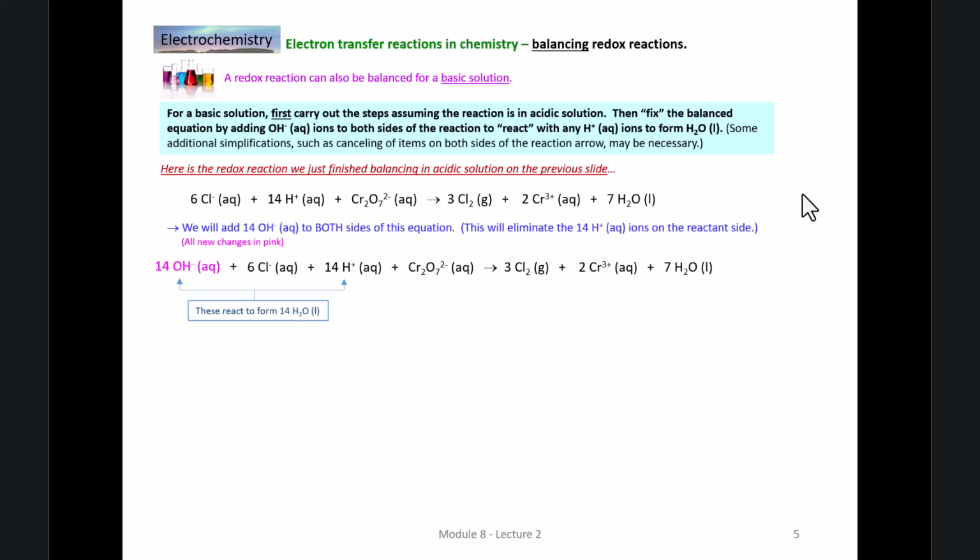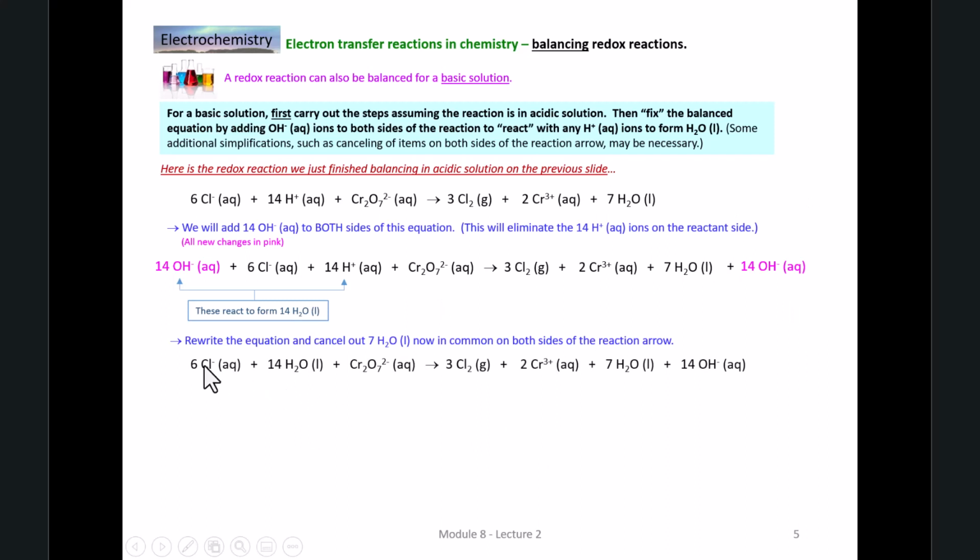And then we also add the 14 hydroxides to the right. You'll notice that we'll now have some waters to cancel out. But let's write the equation now as it appears. We have the 14 hydroxides and 14 hydrogen ions going to 14 waters on the left of the arrow.